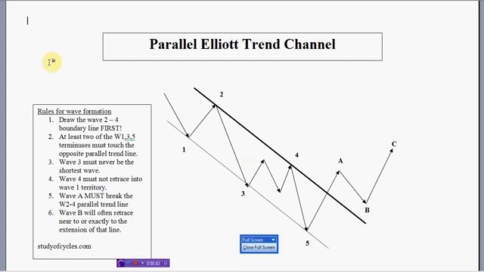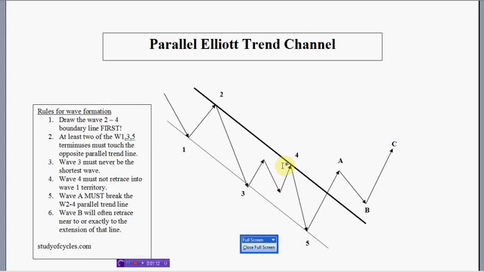Here you can see on the screen the typical parallel Elliott trend channel, which is formed by three waves down, waves 1, 3, and 5 in the direction of the main trend, and two waves against the direction of the main trend. Those are waves 2 and 4. I've shown wave 4 as being alternating in shape, as the waves 2 and waves 4 will alternate depending on which one it is.